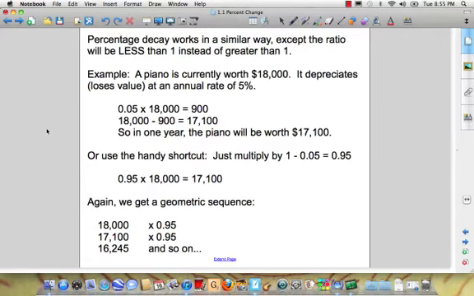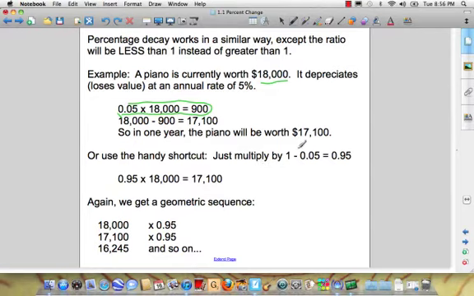Percentage decay is very similar, except your ratio is now going to be less than 1. So let's dive right into an example. A piano is worth $18,000. It is depreciating. That means losing value at an annual rate of 5%. So this first math problem is figuring out what is 5% of 18,000. Well, it's 900. So that means the 18,000 is going to be decreased by that amount, 900, giving us 17,100.